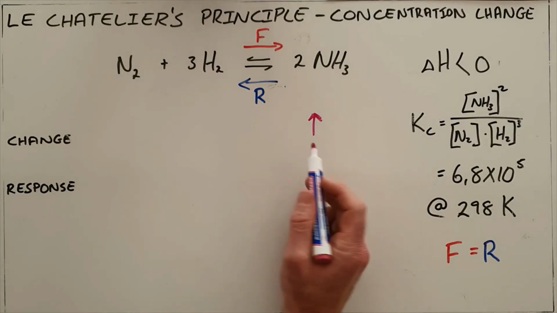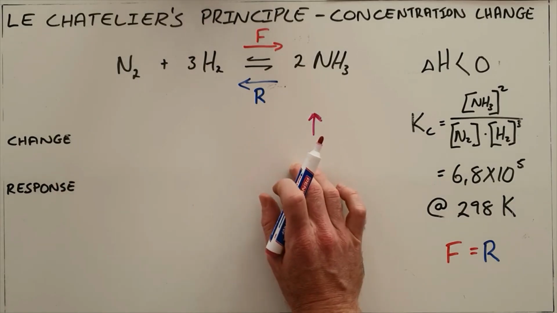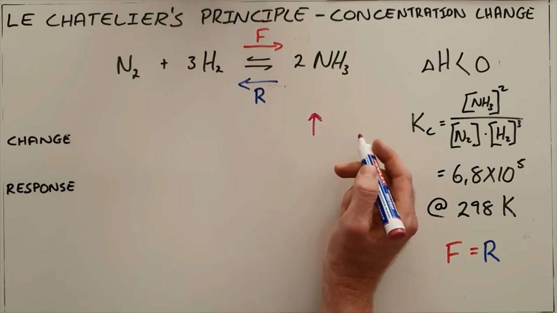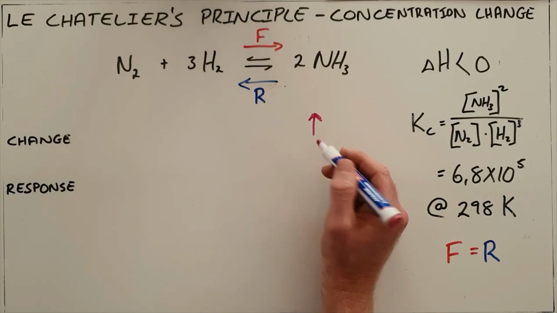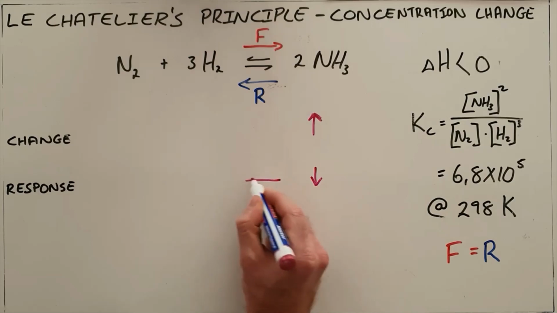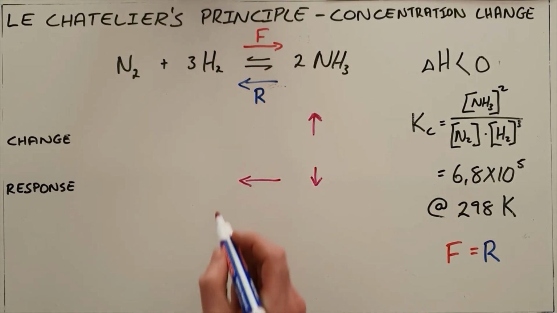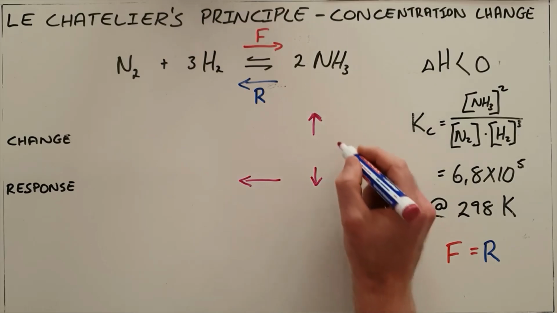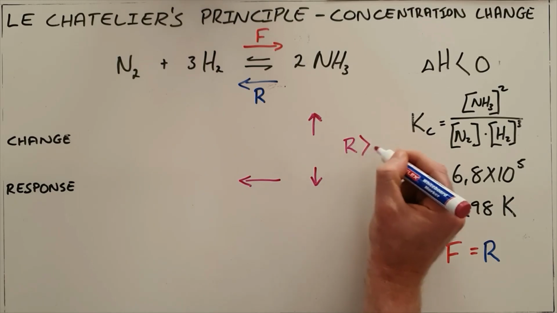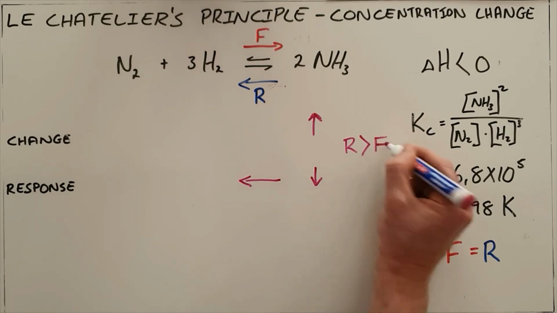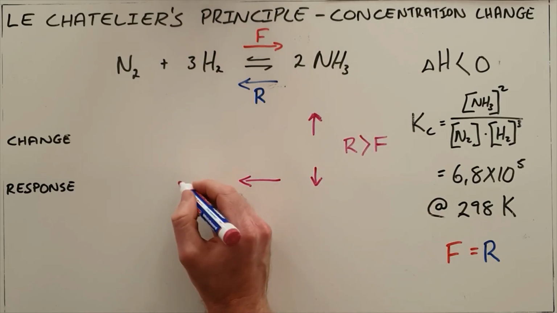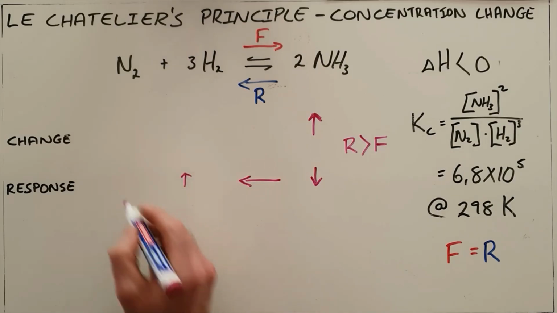So the initial response is that equilibrium is no longer in place, and the reaction tries to undo that by decreasing what I have increased. I have added an amount of ammonia, so the reaction's response is to decrease the amount of ammonia by favoring the reverse reaction. When we say that we favor the reverse reaction, what we are saying is that for this brief period of time, the rate of the reverse reaction is greater than the rate of the forward reaction. By favoring the reverse reaction, we are decreasing the concentration of ammonia and increasing the concentration of hydrogen and nitrogen.